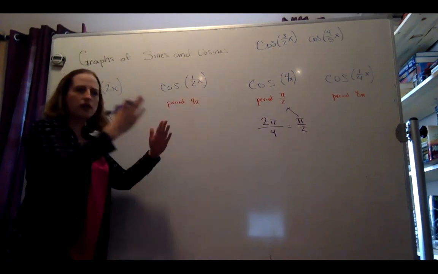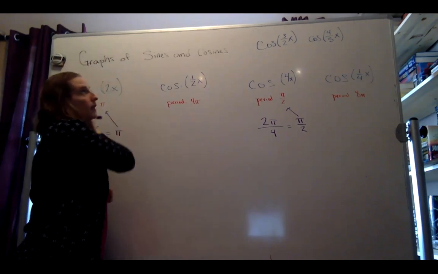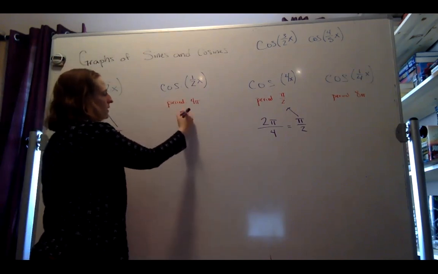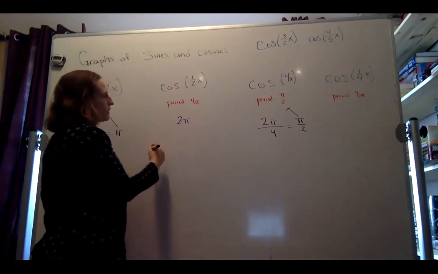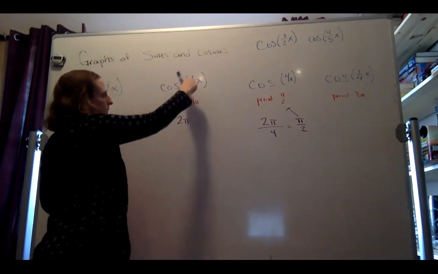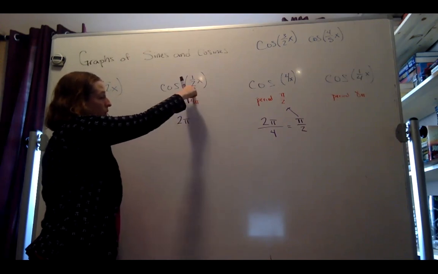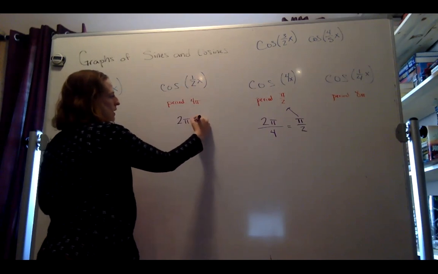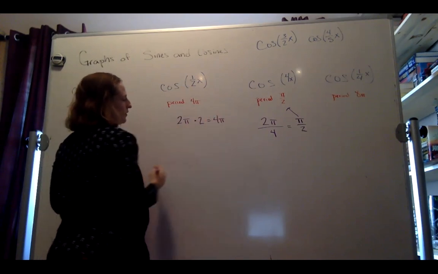Here, our periods increased, so this represents a horizontal stretching. What we can do is think about our original period, 2 pi, and we're really multiplying by this factor of 2. This represents a horizontal stretch of 2. So we can think of this as 2 pi times 2, which gives us that period of 4 pi.